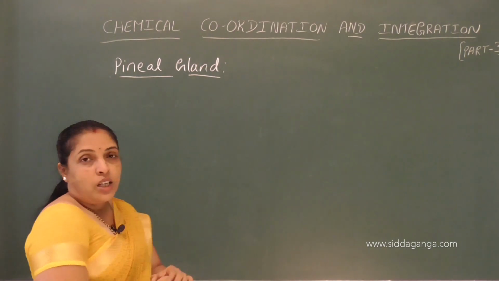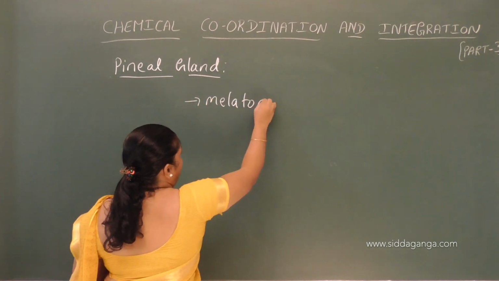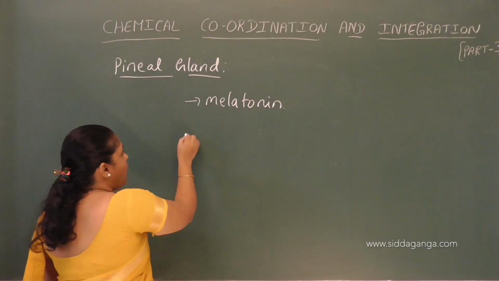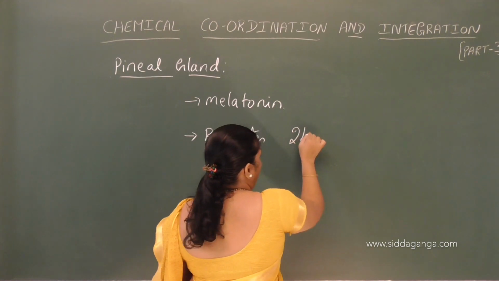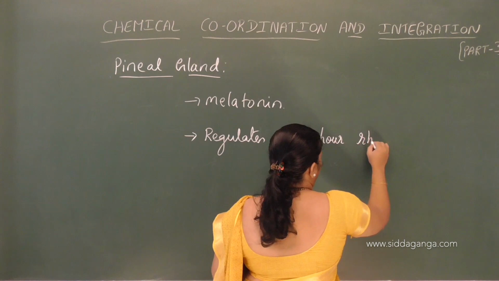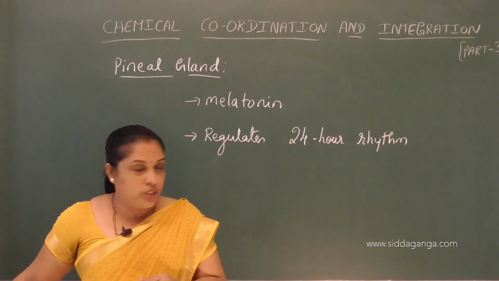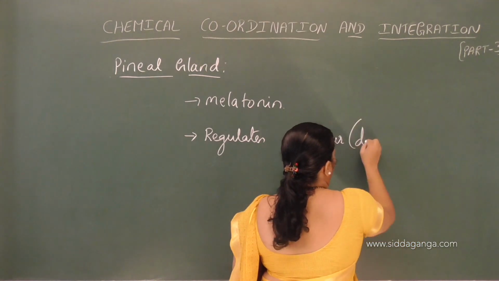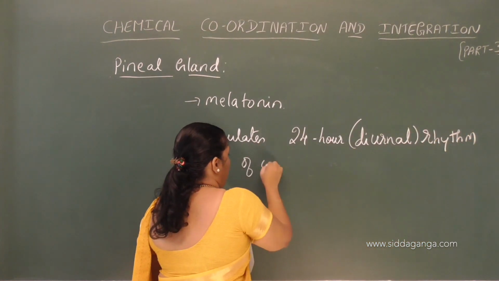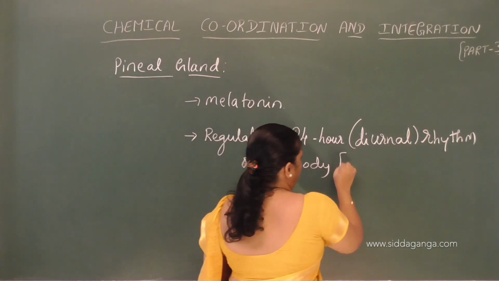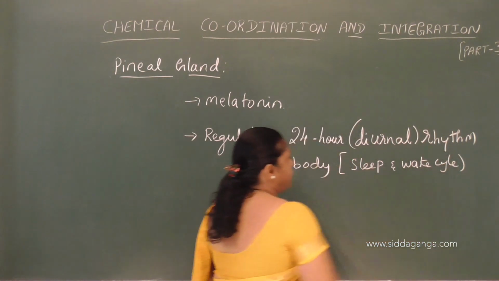So it is present in the dorsal side of the forebrain. It produces a hormone called melatonin, which regulates the 24-hour rhythm, that is the diurnal rhythm of our body. That is the sleep and wake cycle, day and night.